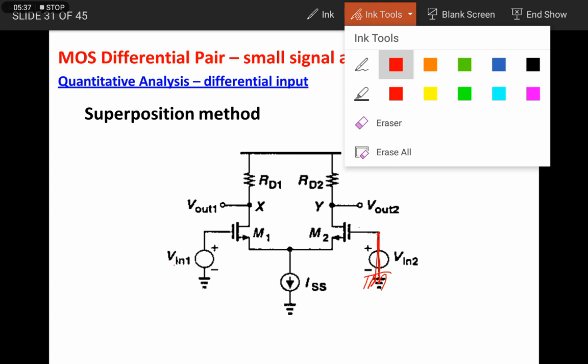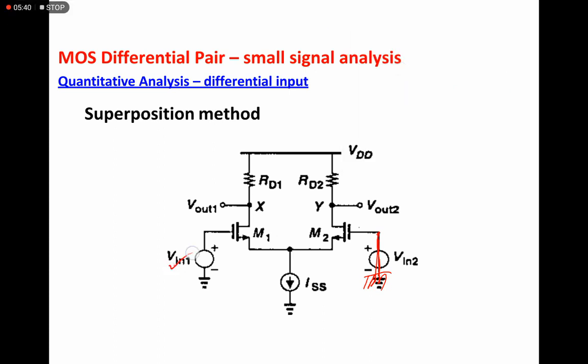If we are trying to find the response of V in 1, V in 1 can produce output at node X as V out 1, as well as output at Y as V out 2. So we need to find V out 1 as well as V out 2 due to the input V in 1. Then we need to find the difference in output, V out 1 minus V out 2, due to V in 1.